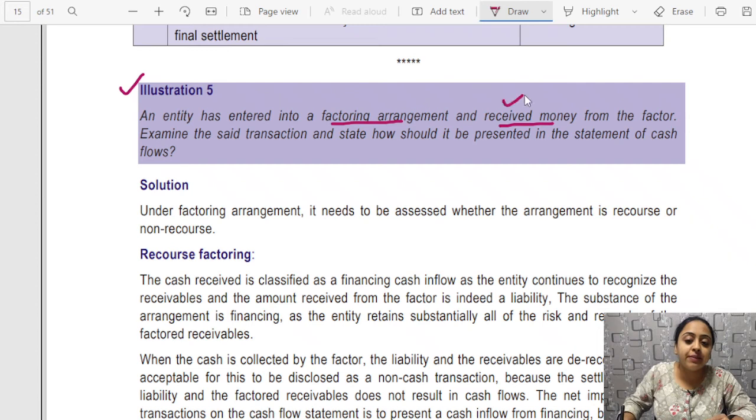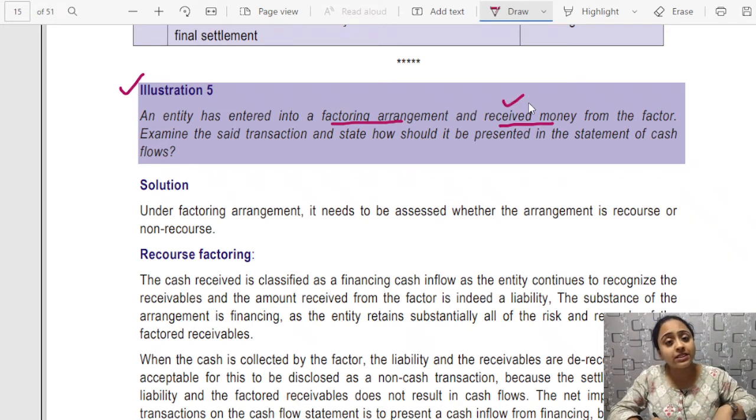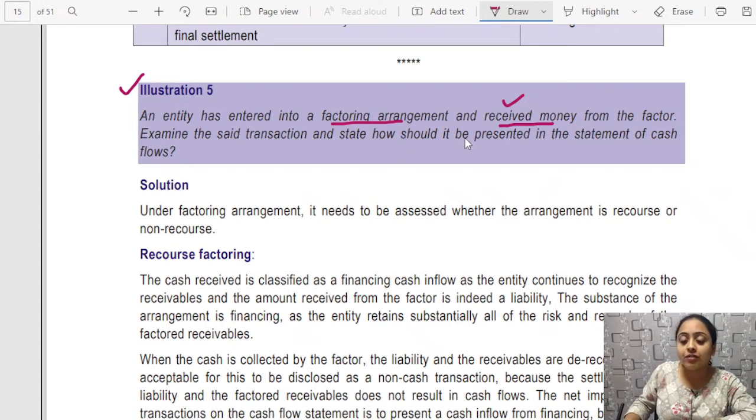You have received money. What happens when you enter into a factoring arrangement? Then the whole process is conducted by the factoring agency on your behalf. And one more benefit of a factoring arrangement is that they provide you immediate cash. So you have received money from the factor. Examine the said transaction and state how it should be presented in the statement of cash flow. As you know, there has been cash inflow or outflow. It will impact the cash flow statement.